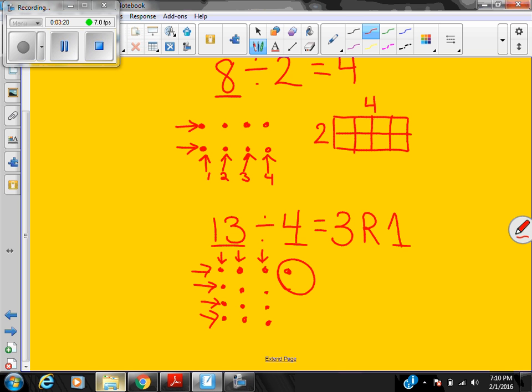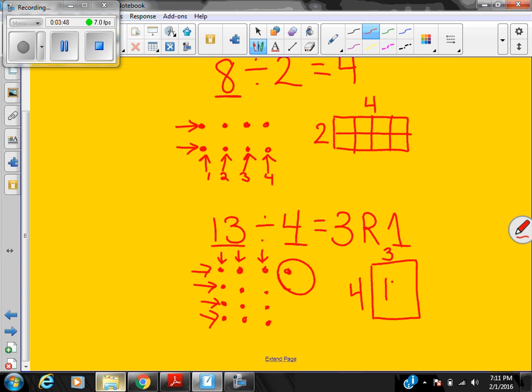So 13 divided by 4 gives me 4 rows, but 3 equal columns with one thing left over, and that's my remainder. And so if I wanted to make an area model just like this, then I would have 4, and I'm using the area model already. 3 would be my side. How in the world am I going to show that remainder?